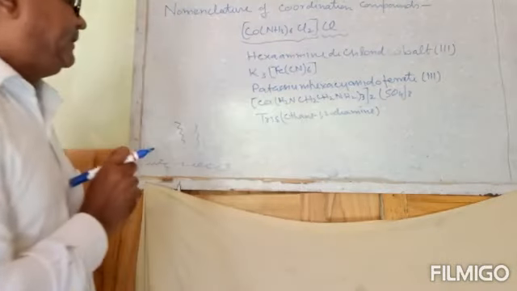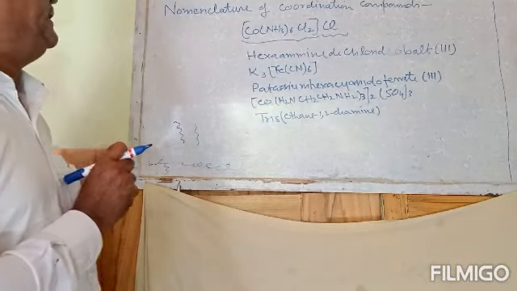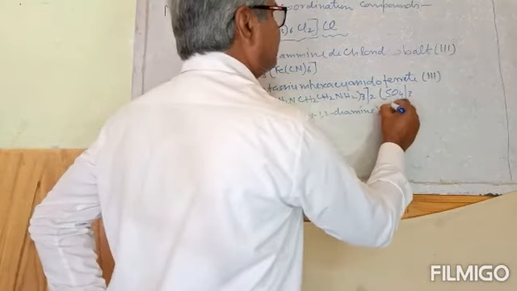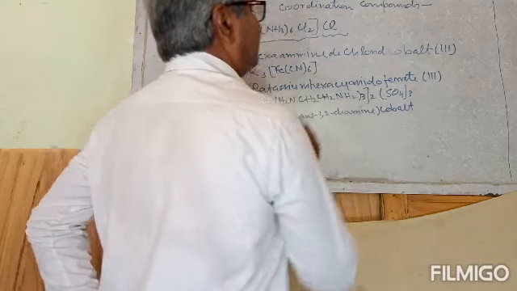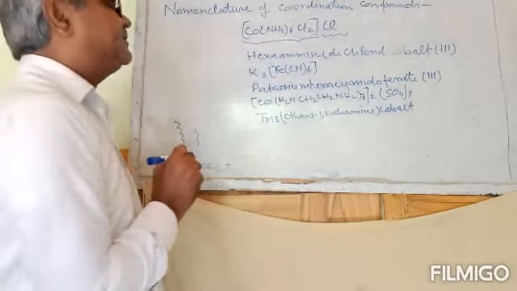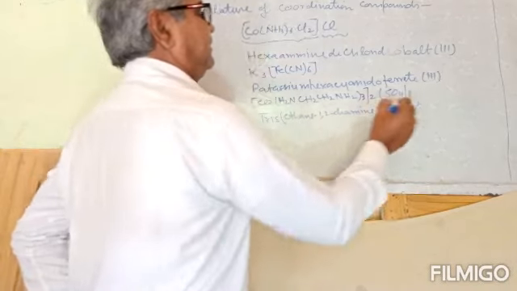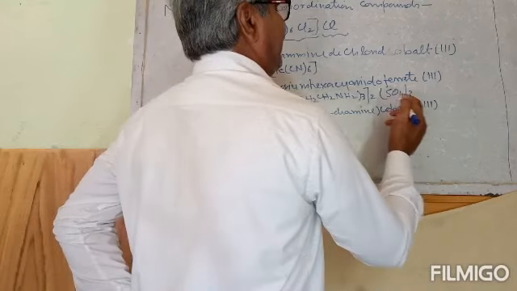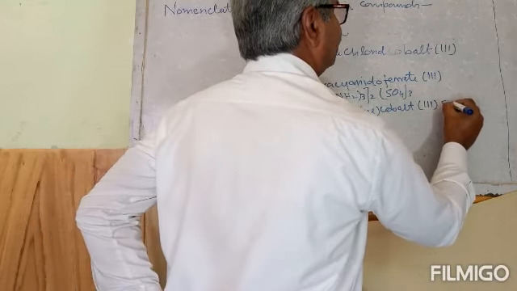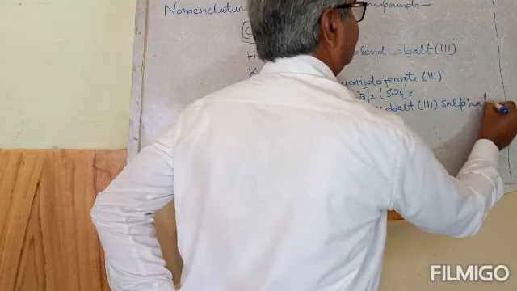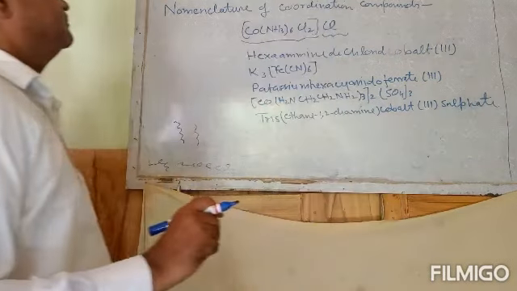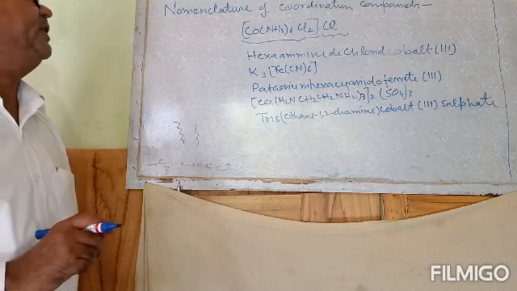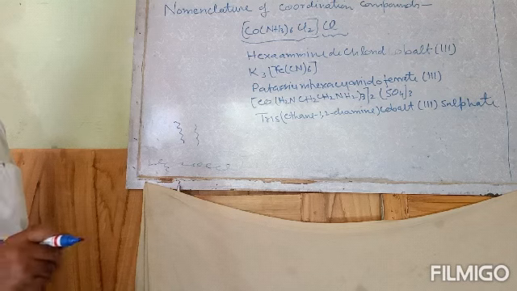Now the central metal ion, it is cobalt and it is present in the cationic part, therefore it is named as such, cobalt. Its oxidation state is third. And now the anionic part, sulfate. So this is the full name of this compound.